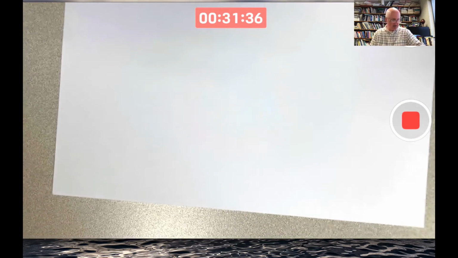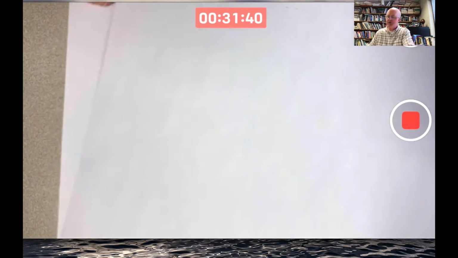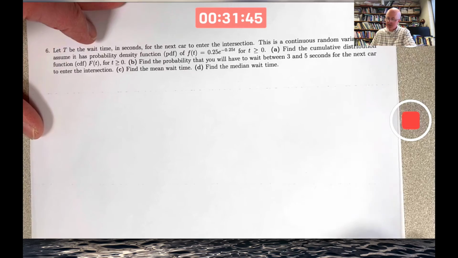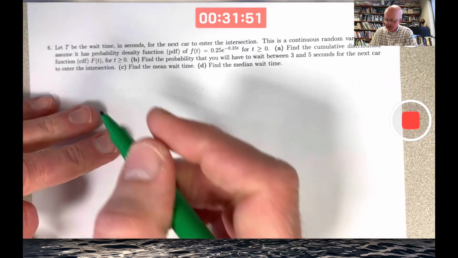On to page 3. I think this is page 3. This is an application to probability. Maybe you've done applications to probability, maybe you haven't. If you haven't and you aren't interested, you could go on to the next problem here. But it is an interesting application.